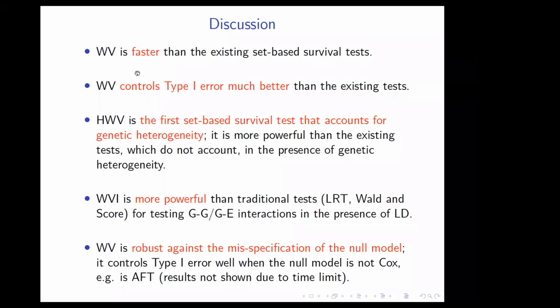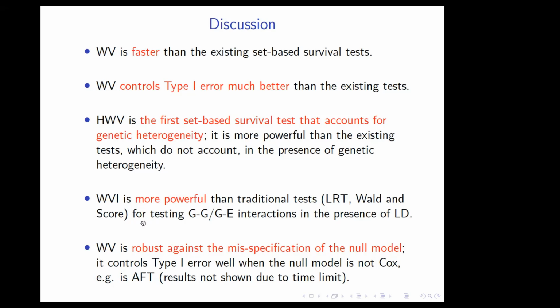Through simulations, we found that WV is faster than existing set-based survival tests, and it controls type 1 error much, much better than the existing tests. HWV, as far as we know, is the first set-based survival test that can account for genetic heterogeneity. Under heterogeneity, it is more powerful than the existing tests because the existing tests cannot account for genetic heterogeneity. And the WVI is more powerful than the regular tests for testing gene-gene and gene-environment interaction when the genetic markers are correlated.